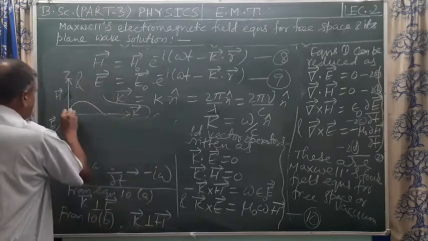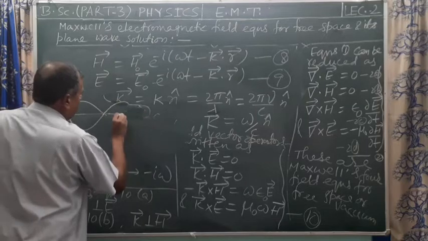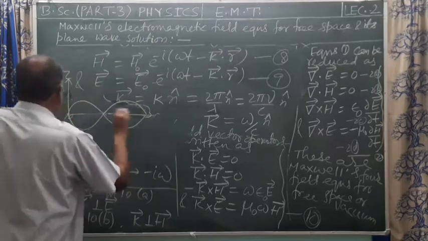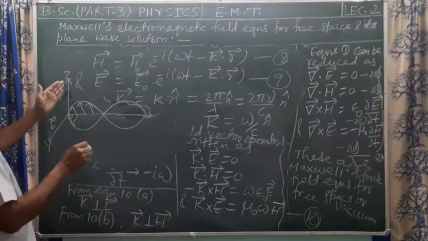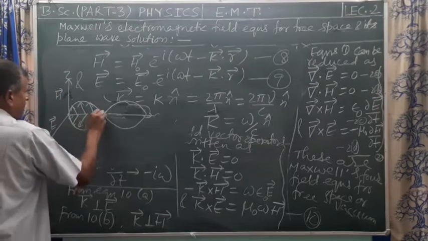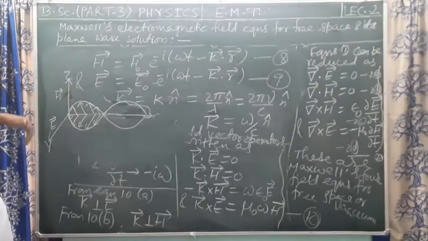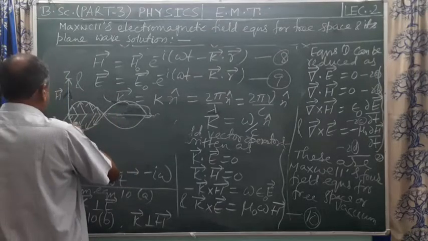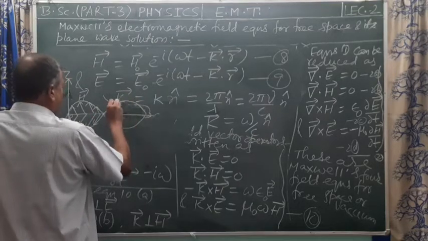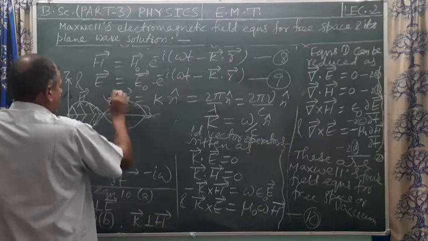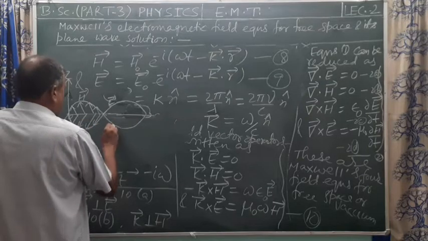So the electromagnetic wave is perpendicular to both electric field vectors and magnetic field vectors. It is clear. This is the direction of the magnetic field vector, along the z axis, and the E vector along the y axis. Since both the magnetic field vector and the electric field vector are time varying vectors, in the second loop, the upper loop is the H vector transformed to the E vector, and the lower loop is the E vector transformed to the H vector.